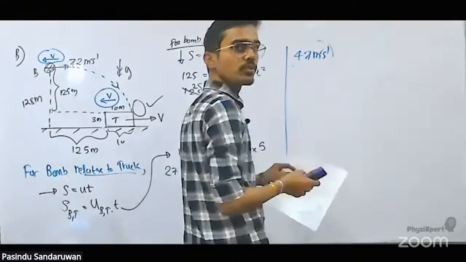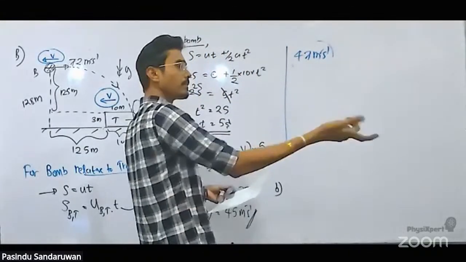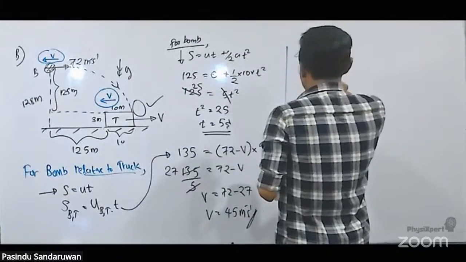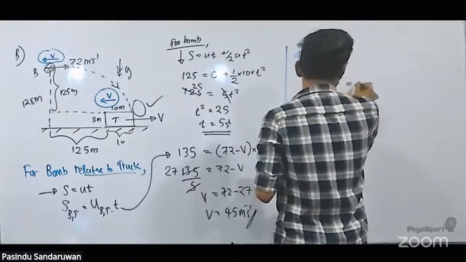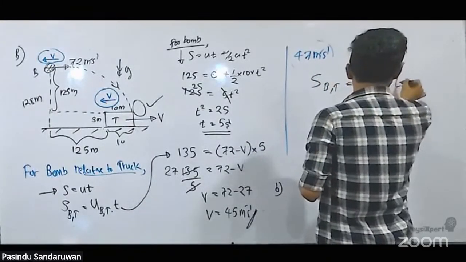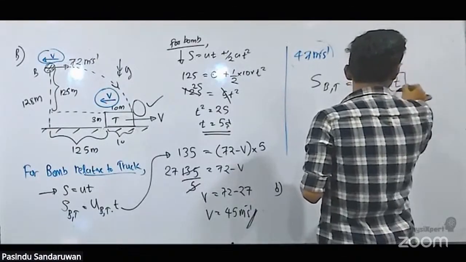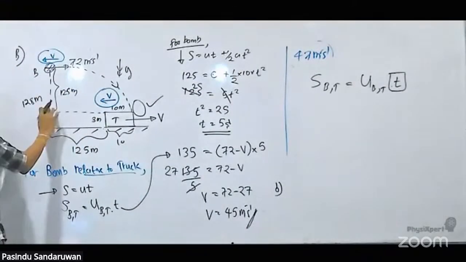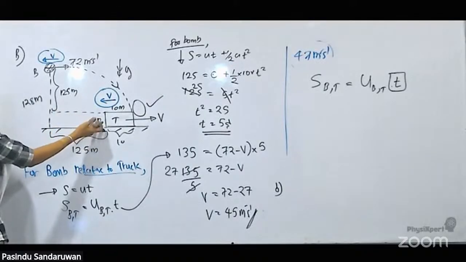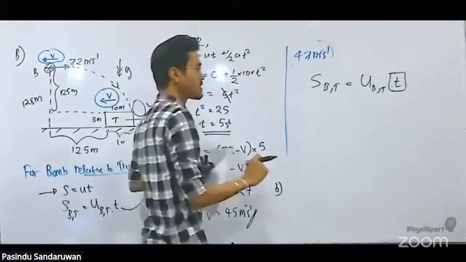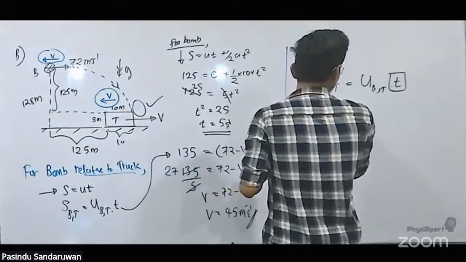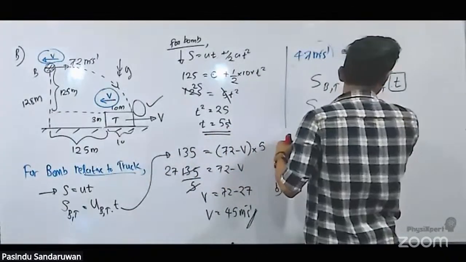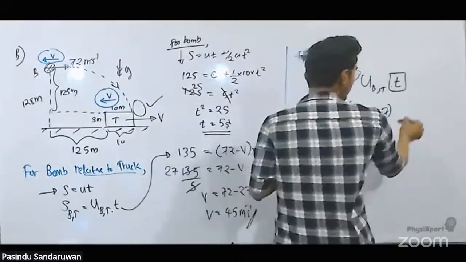If this velocity is 47, knowing the velocity, I'm going to check the relative displacement. I apply the same equation. Relative displacement of the bomb with respect to the truck is u_b t. This time is constant because either way, if it is hitting the truck, it should fall only 125 meters, right? And time is constant. I calculate S_BD for the new case: 72 minus 47, into 5.